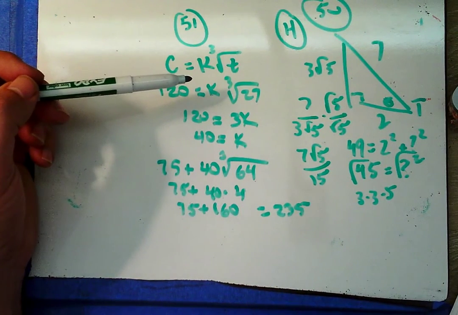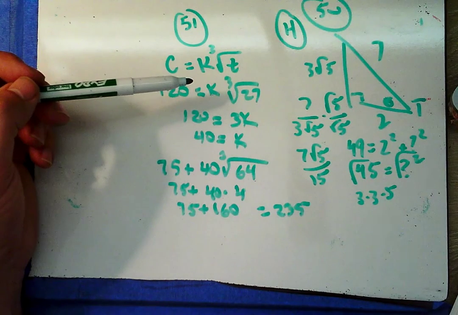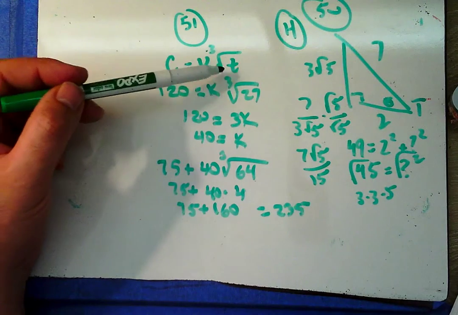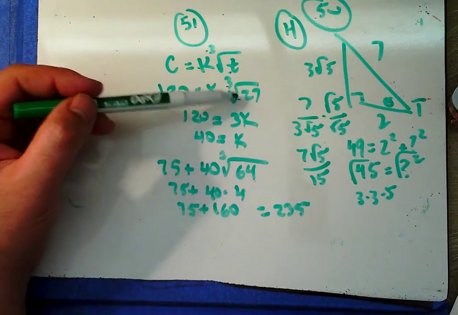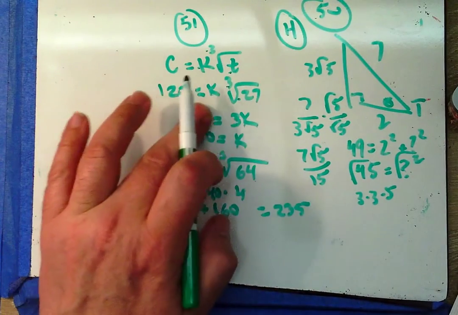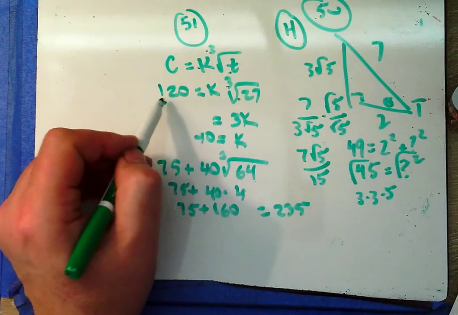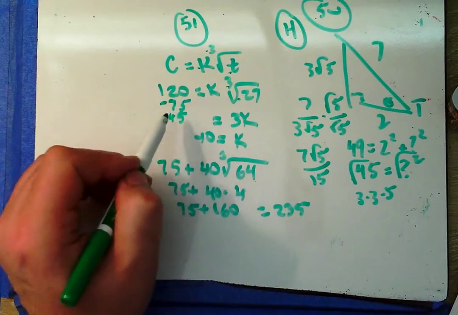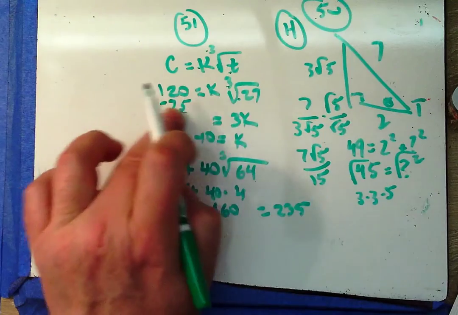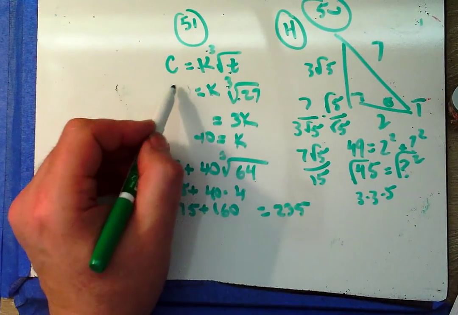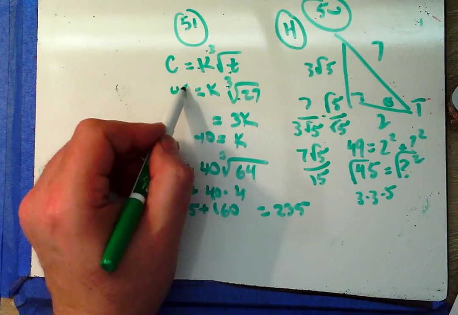Okay. The use of the plane varies directly with the cube root of the time the plane was used. It varies directly with the cube root of the time. Cube root of 27 is 3. Oh, this 120 included the $75 lesson. Oh, so $45 was for the plane fee and $75 for the lesson. Gotcha. I understand now. So this is 45.